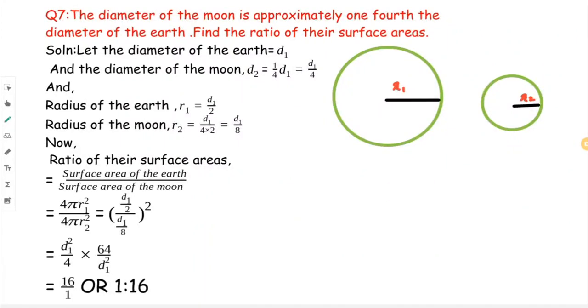Continuing with question number 7. The diameter of the moon is approximately 1/4 the diameter of the earth. Find the ratio of the surface area. That means I have to divide both the surface area of the moon and the earth. So this is for the earth and this is the moon. I've taken the radius to be R1 and R2.